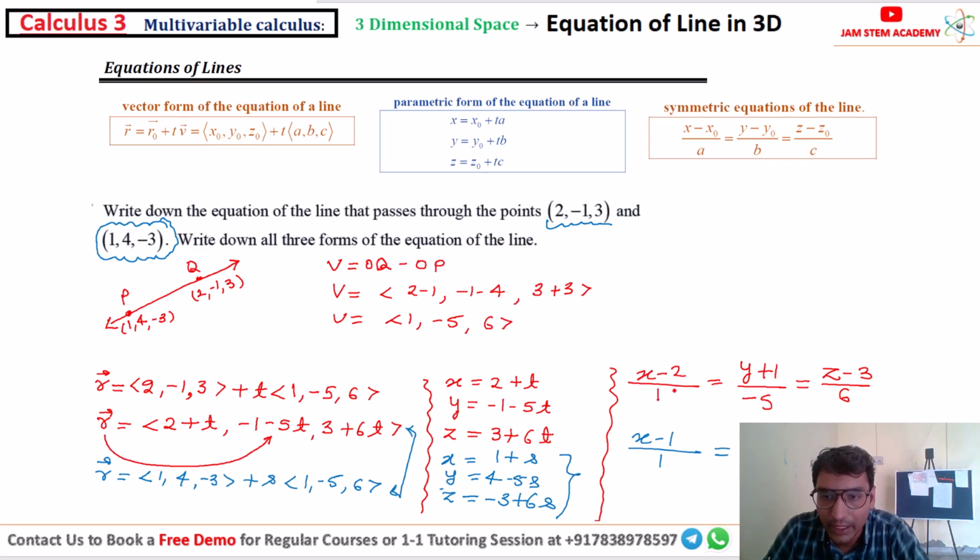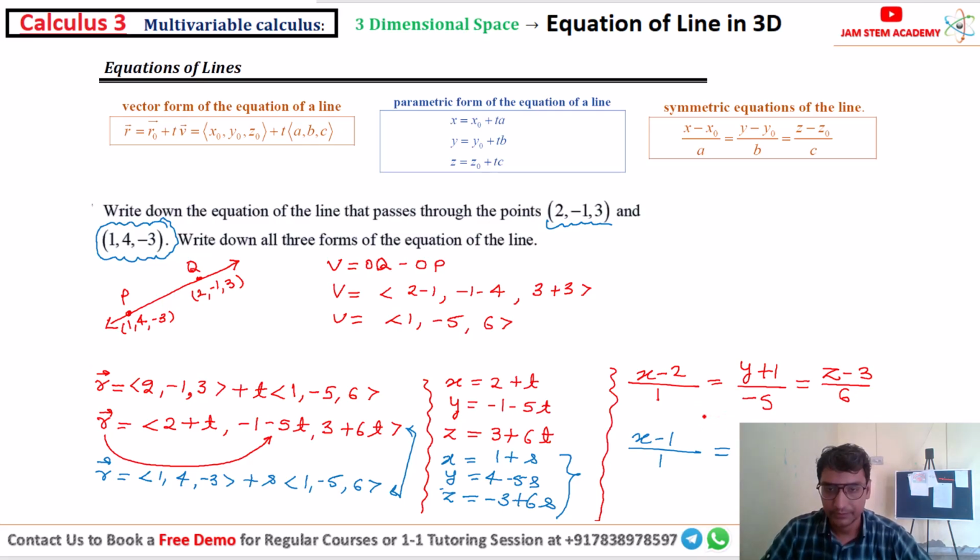Okay, and you can choose any other direction also, any multiple of that. For example, here I'm using 1, minus 5, 6. You can multiply it with any other number. Say you are multiplying it with 2. So 2, minus 10 and 12 are also correct. So overall the thing is, if one point and the direction vector are known, you can find the equation of the line.